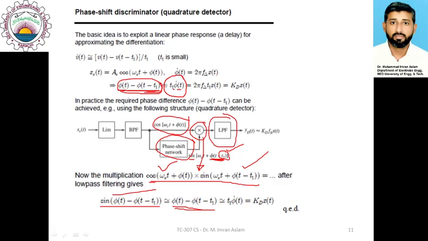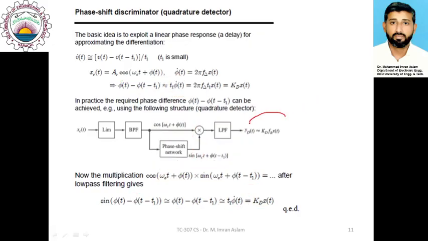So this value T1 phi dot(t), which is the derivative of phi(t), is actually given by this expression. This T1 phi dot(t) is obtained from this network here, which is directly proportional to x(t). So whatever you get at this end is directly proportional to x(t), and by dividing the output by that proportionality constant, we can easily calculate the value of x(t) from this phase shift discriminator.